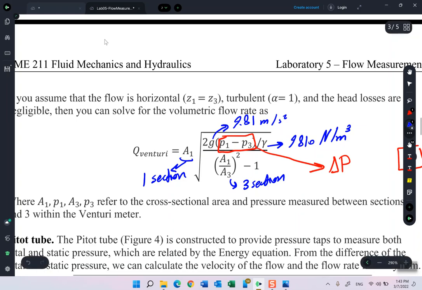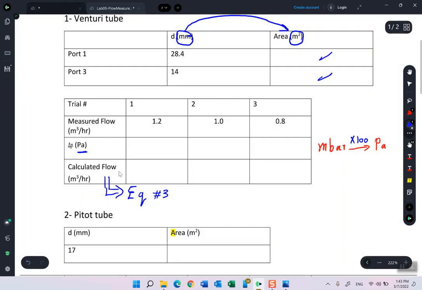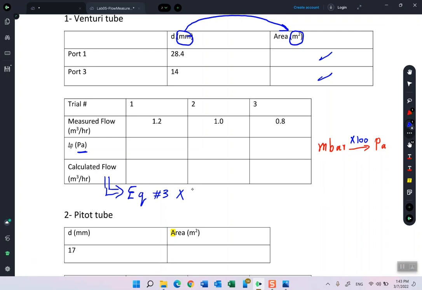But in the lab manual or in the worksheet, it asks you to get the calculated flow in meter cubed per hour. So what you should do in this case is convert from meter cubed per second, which is the result of equation number 3, to meter cubed per hour. To do that, you will have to multiply the result from equation number 3 by 3,600. This is the conversion from meter cubed per second to meter cubed per hour. Any questions?